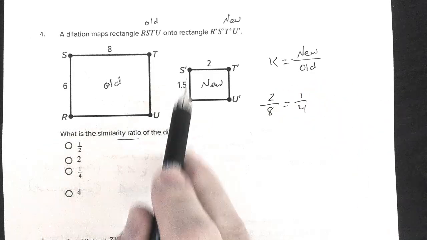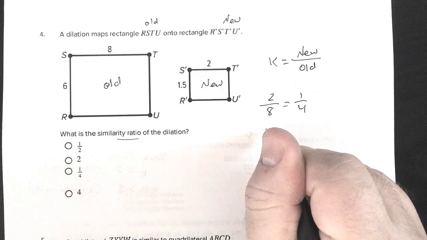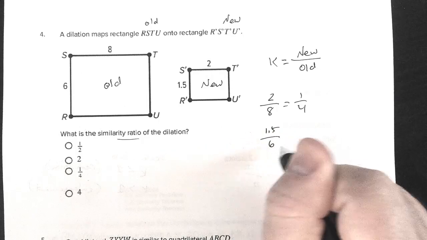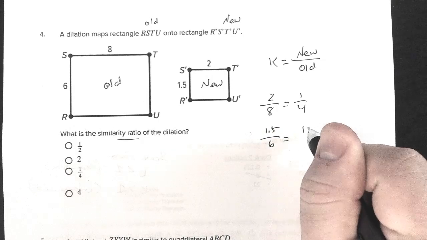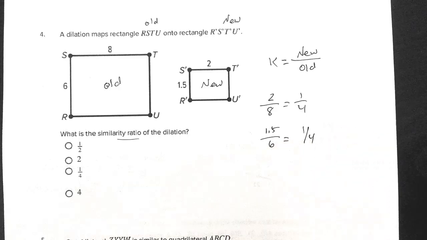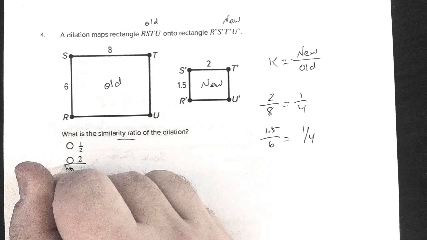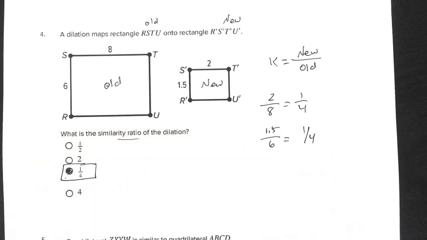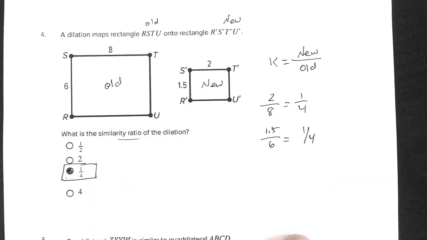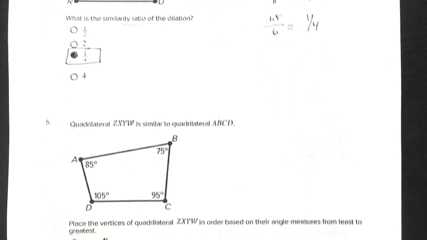Or if you look at SR, 1.5/6 also reduces to 1/4. And that matches up with choice C here. That's our similarity ratio. All right, scooching up.